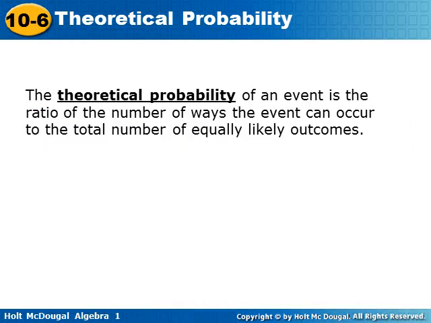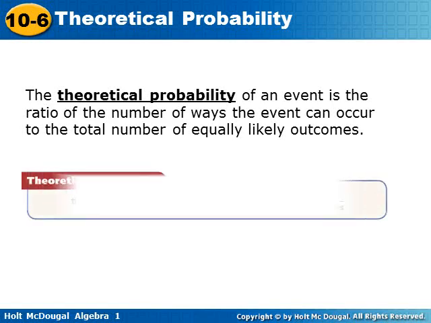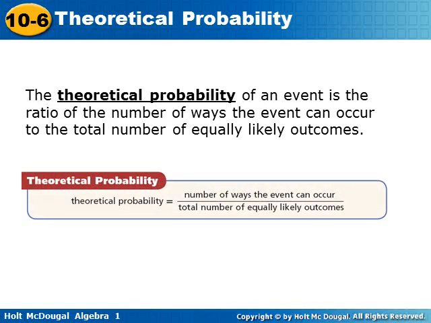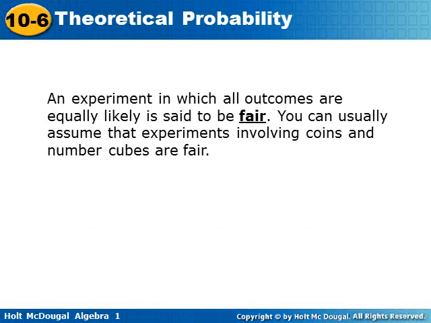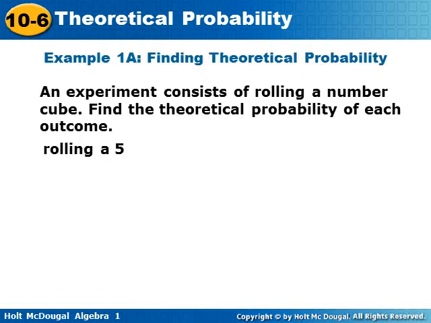The theoretical probability of an event is the ratio of the number of ways the event can occur to the total number of equally likely outcomes. So theoretical probability equals the number of ways the event can occur over, or divided by, the total number of equally likely outcomes. An experiment in which all outcomes are equally likely is said to be fair. You can usually assume that experiments involving coins and number cubes are fair.